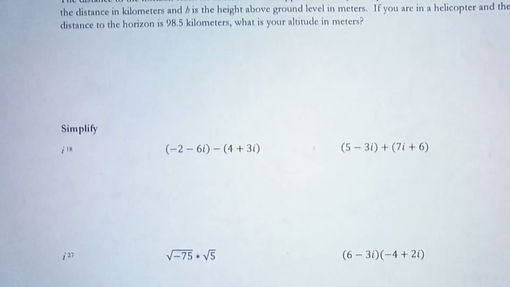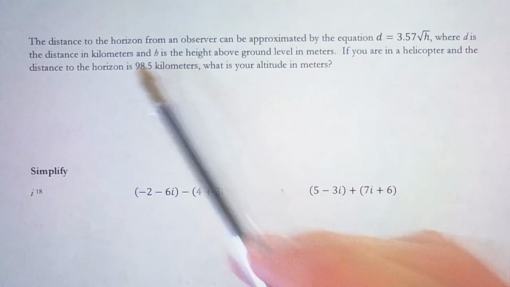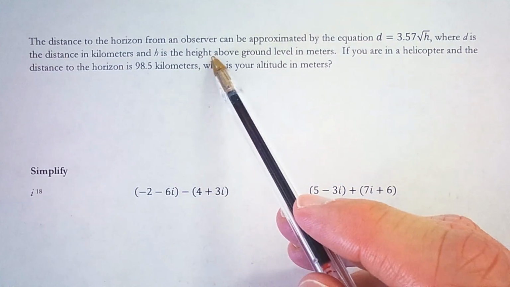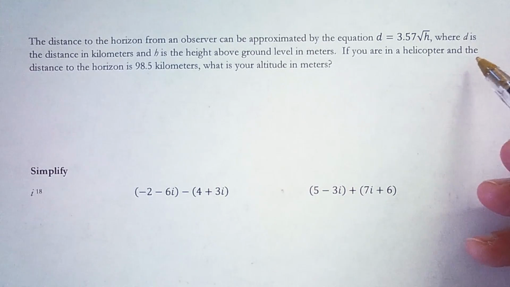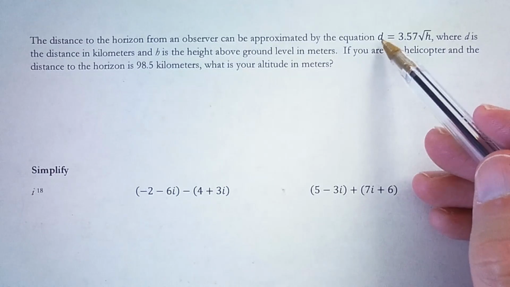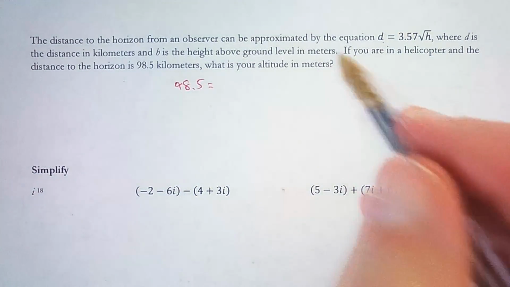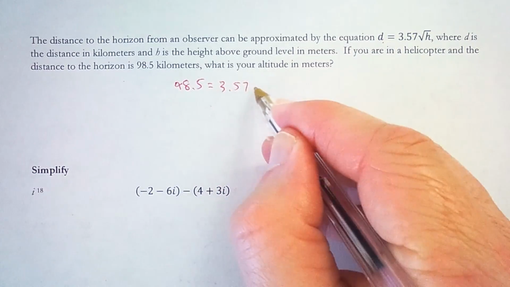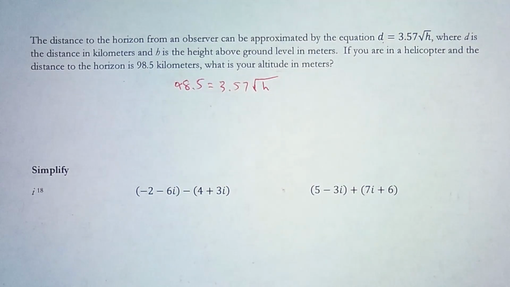And we're going to do one more problem with a radical equation. The distance to the horizon from an observer can be approximated by this equation, where d is the distance in kilometers, h is the height above ground level in meters. If you are in a helicopter and the distance to the horizon, so that would be d, is 98.5. 98.5 is d, so that equals 3.57 times the square root of your altitude or your height, which is h.